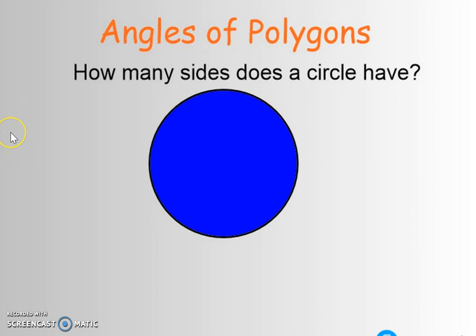So today we're going to talk about polygons and measuring interior and exterior angles of polygons. We're not going to talk about circles because circles are not polygons. So circles will come after spring break, because circles don't have sides, so they're not polygons.